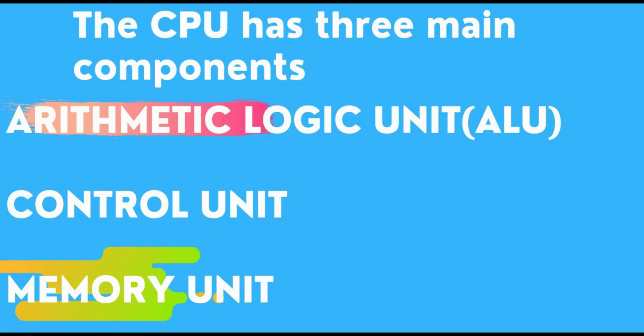The CPU has three main components: the arithmetic logic unit ALU, control unit CU and memory unit MU. These are the components of CPU. First one, ALU or arithmetic logic unit, control unit or CU, then memory unit or MU.